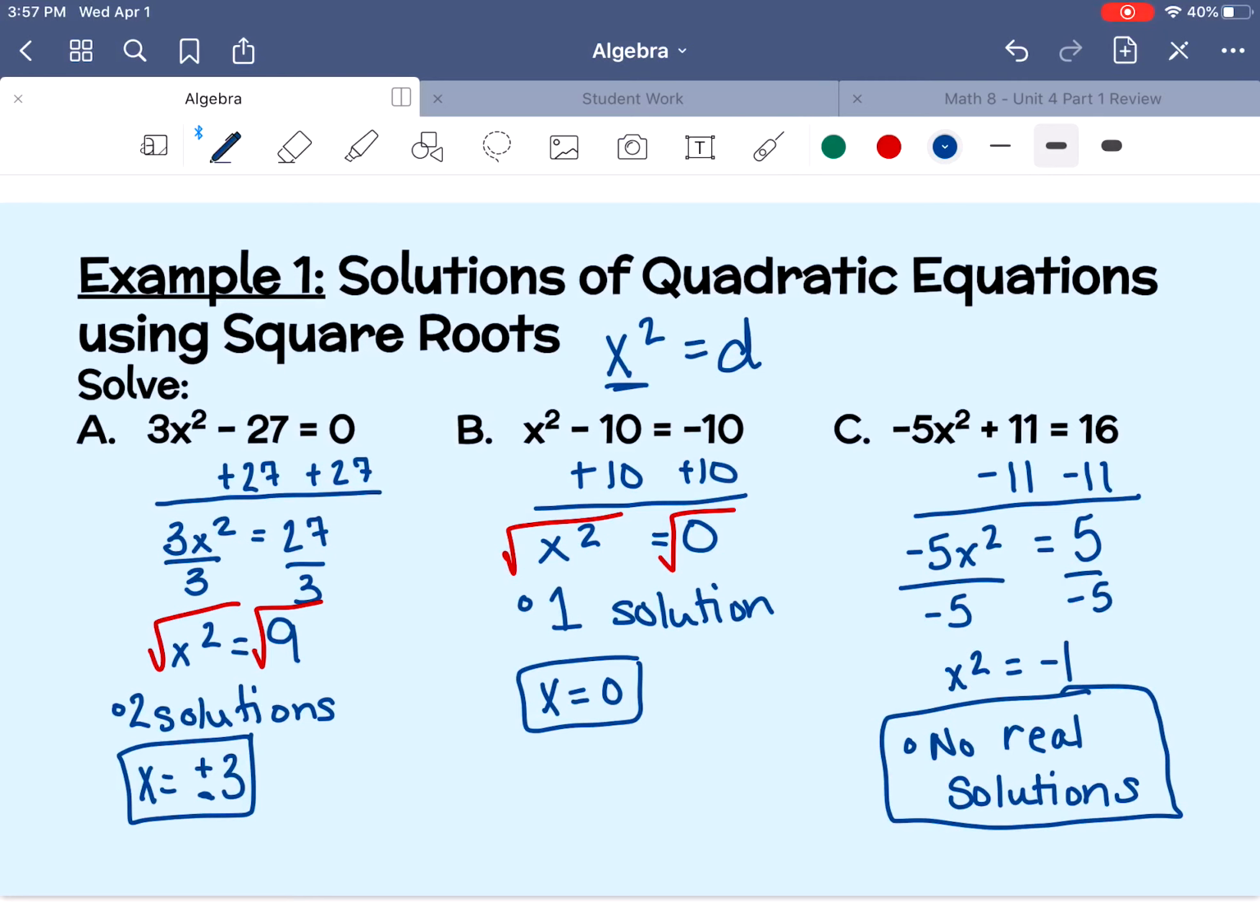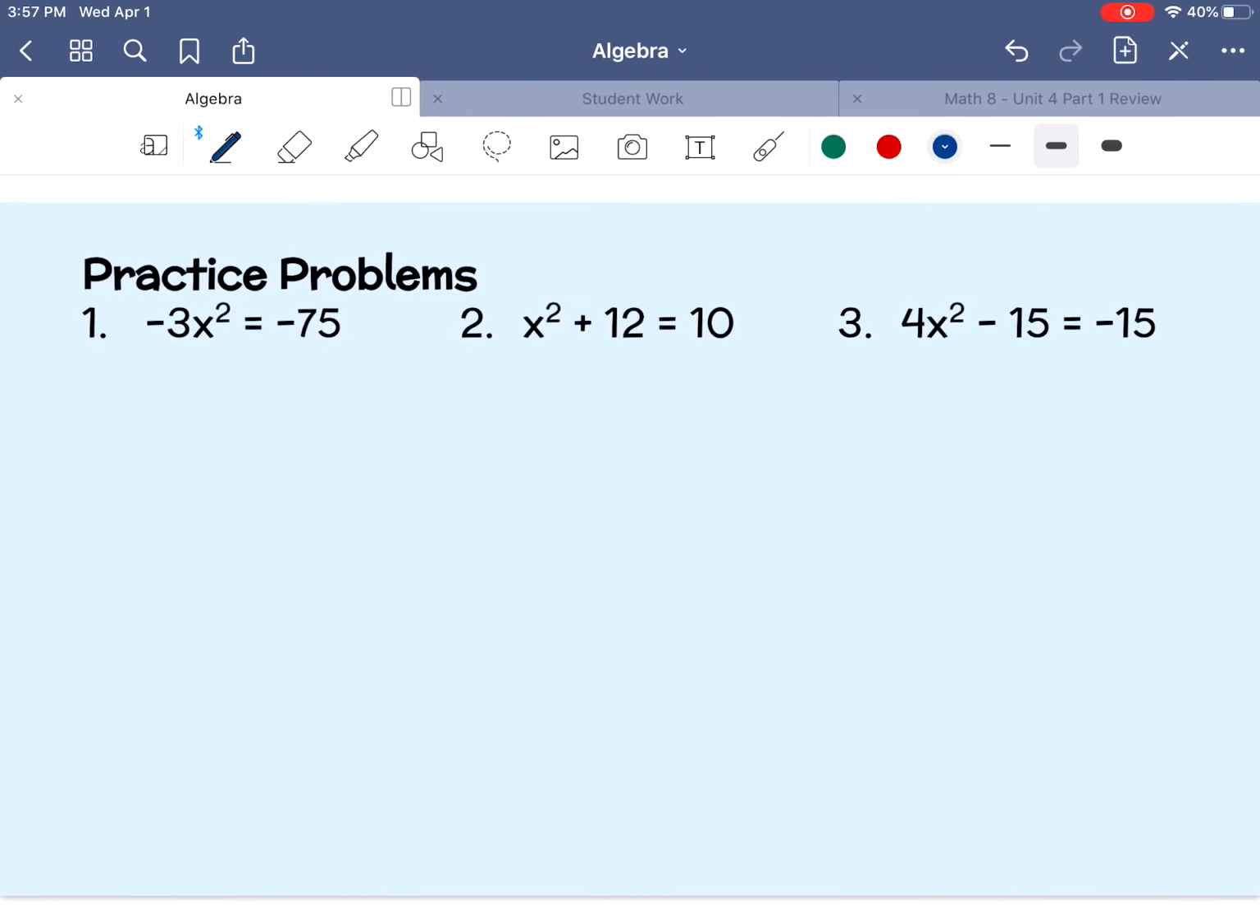Okay, so there are the example problems for example 1. Here are 3 practice problems for you to work on. So you can go ahead and pause the video, work through the problems, and then you can start the video again to go through all of the answers. Okay.